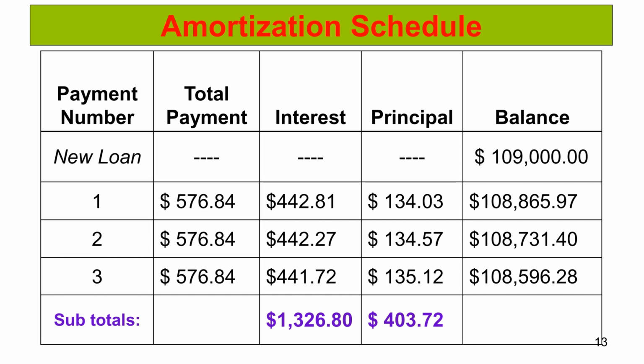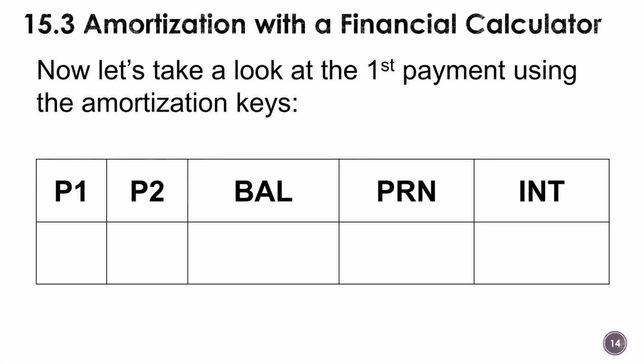Now, notice how much more the interest is than the principal. It's a 30-year loan, and this is pretty much how it works. You're always paying a lot more interest in the beginning and less principal. So your loan does not decrease very quickly. In fact, it seems extremely slow if you're looking at those numbers. Now, I want you to look at your calculator to see the numbers, the 442.81 and the 134.03. We're actually going to look at our amortization keys on our calculator and see these numbers.